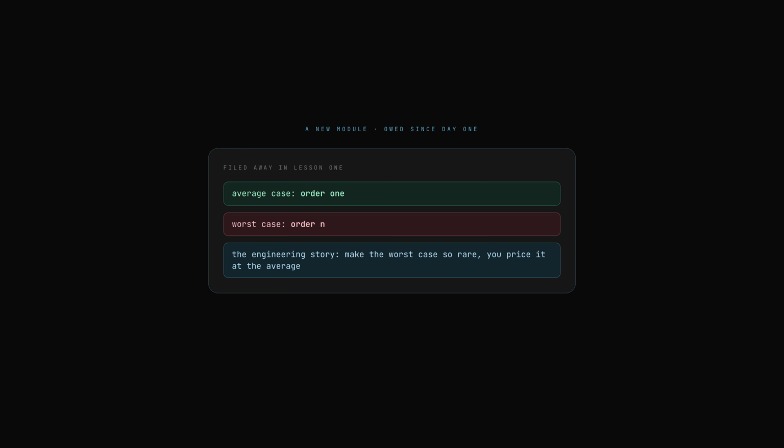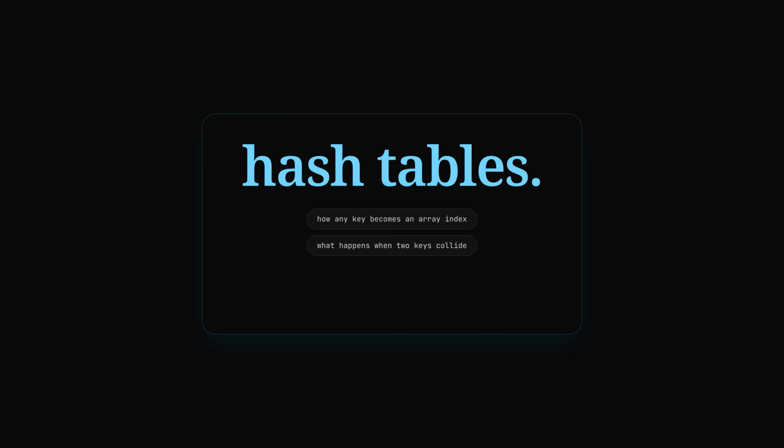Back in lesson 1, I asked you to file something away, a structure whose average case is order 1, whose worst case is order n, and whose entire engineering story is making that worst case so rare you can price it at the average. Time to take it off the file. Hash tables. How any key becomes an array index, what happens when 2 keys collide, and why every hash table you have ever used occasionally stops to rebuild itself. That's next.